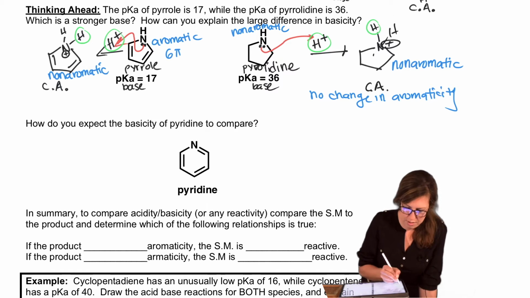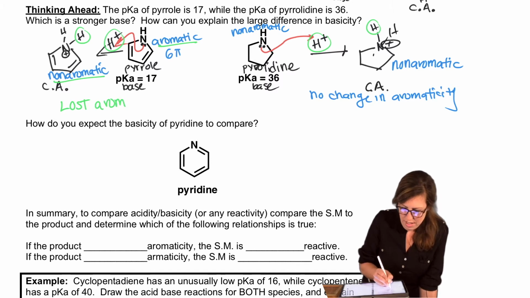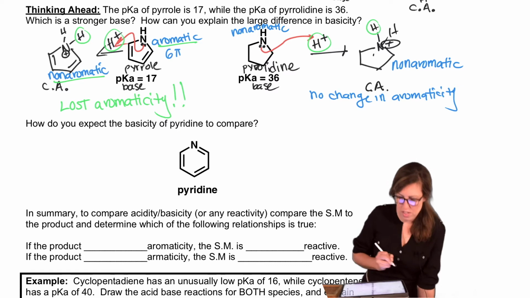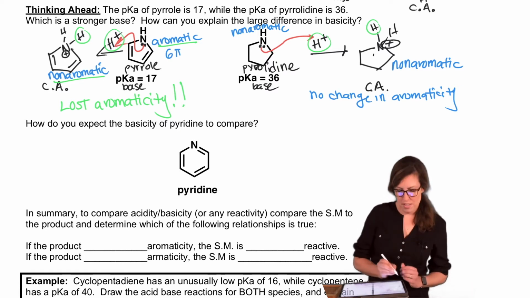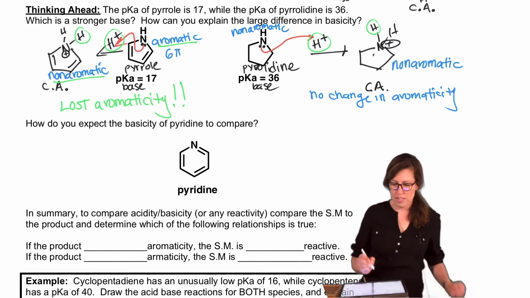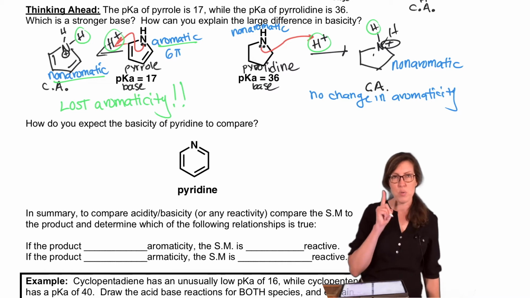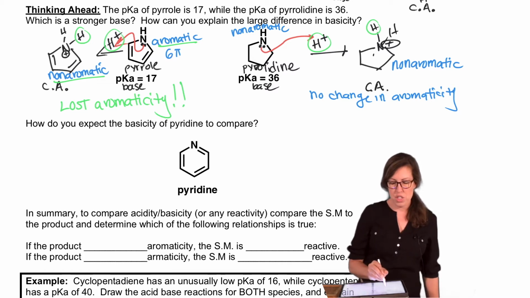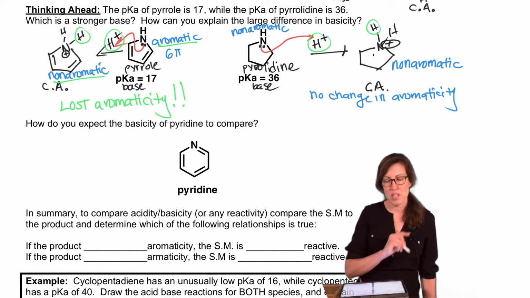Look what happened here, though. I'm going to write it in green. Aromatic to non-aromatic. We lost aromaticity. So what do you think that does? If we have, let's say, one acid equivalent and we let it choose between these 2 bases, which base is more reactive? Which base is going to grab that one proton that's available?